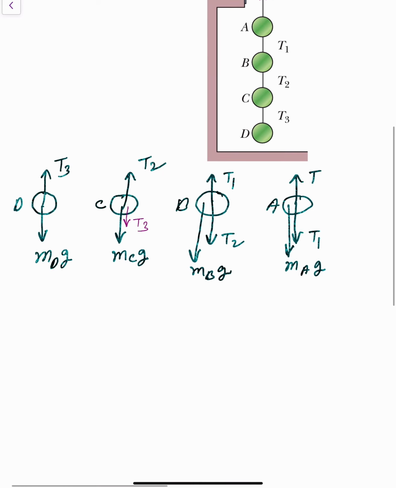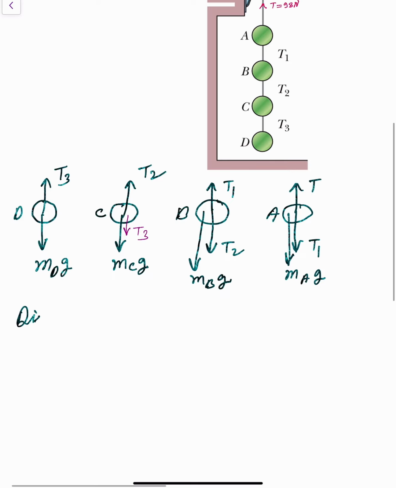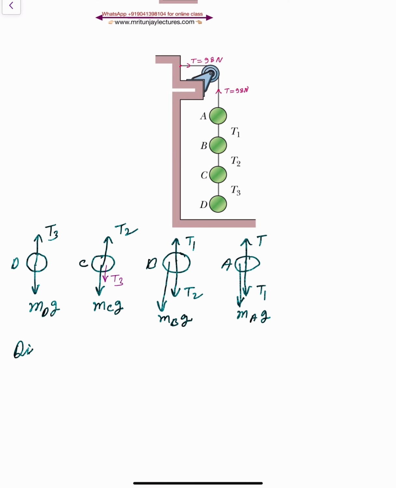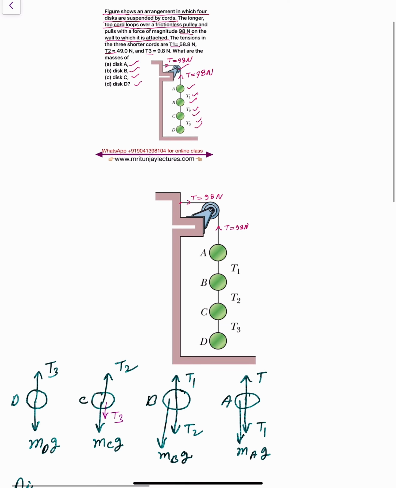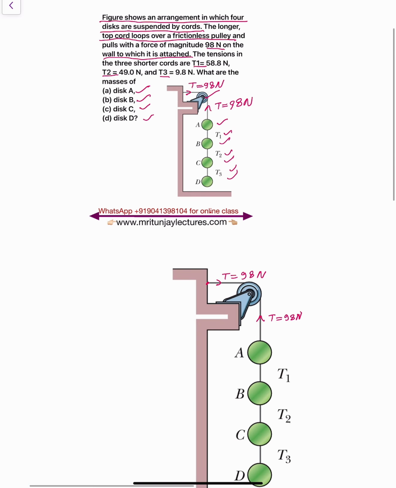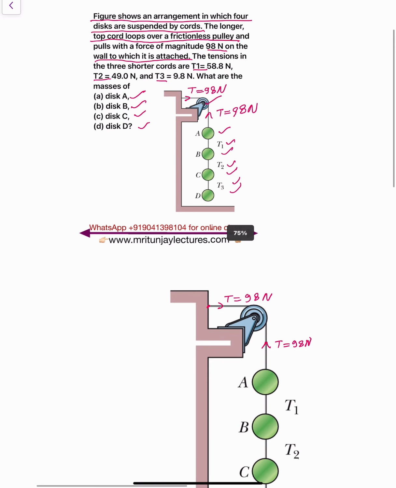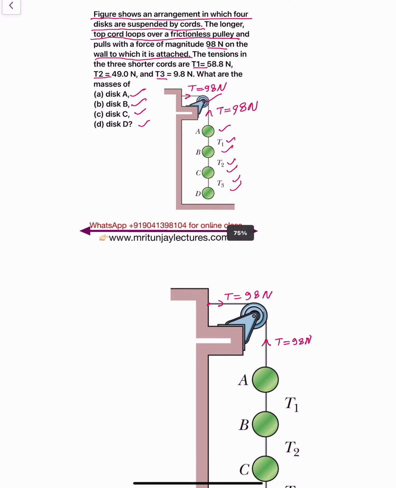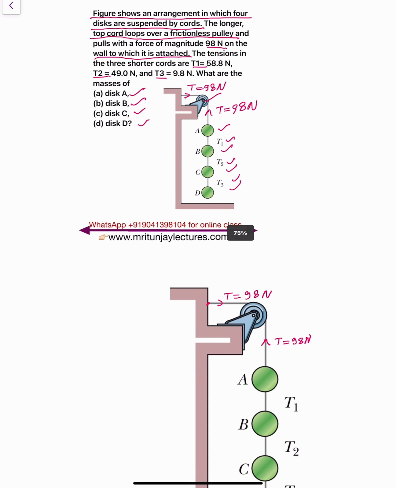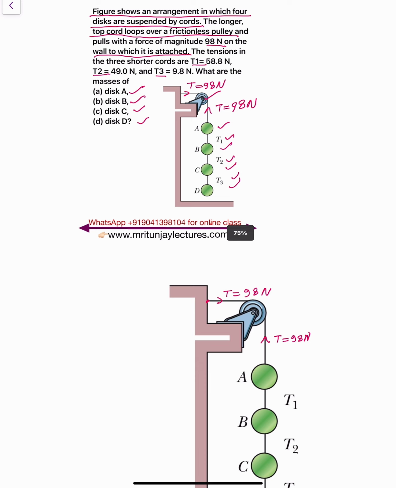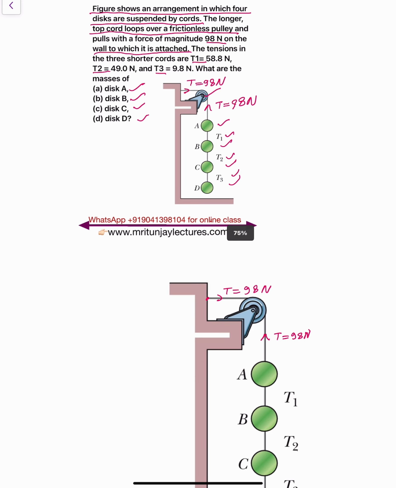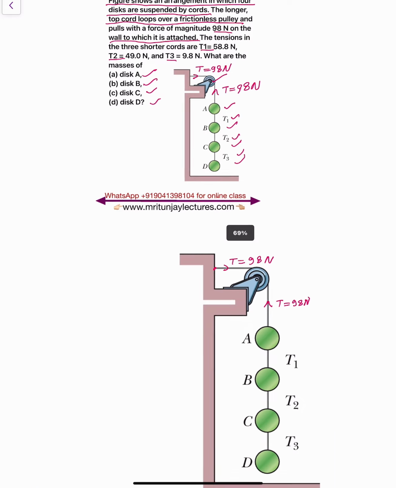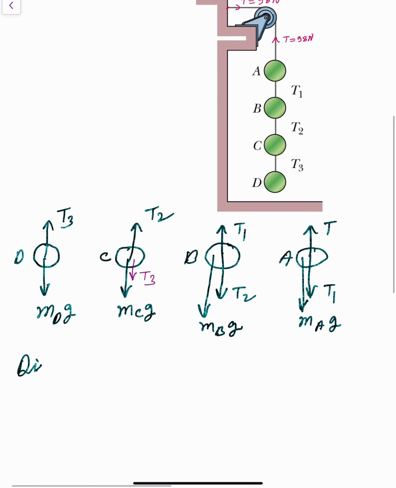So focus first of all on disc A. We have to focus on T1, T2, T3. T1 is given as 58.8 Newton. T2 is 49 Newton, and T3 is 9.8 Newton. Okay, so first of all, focus on disc A.